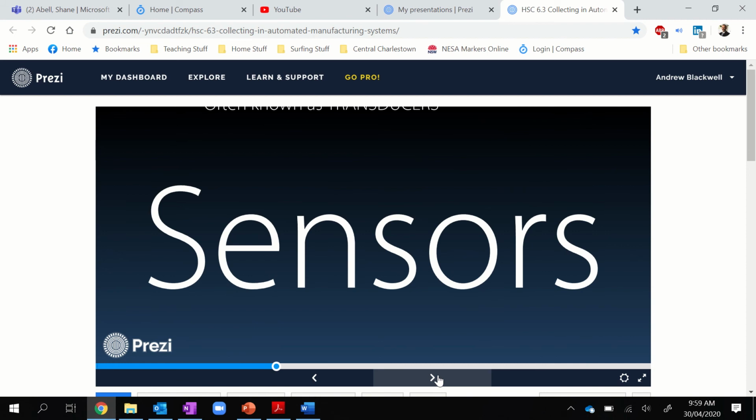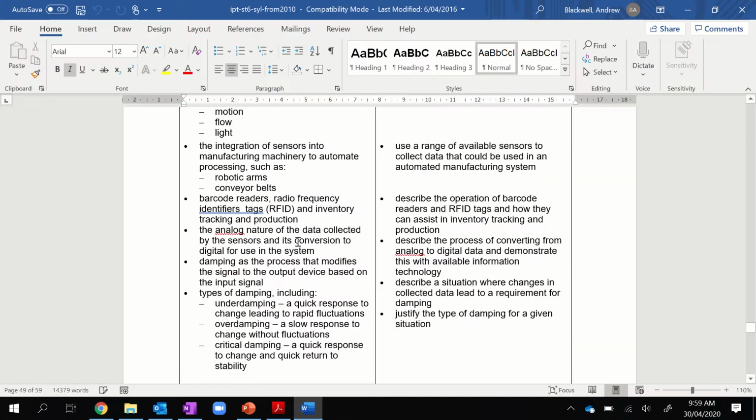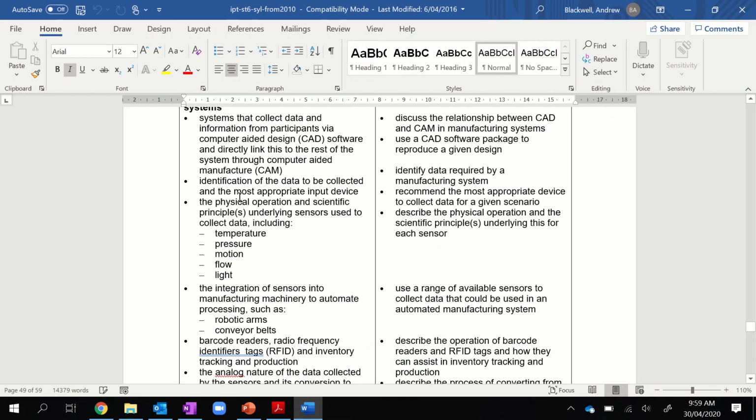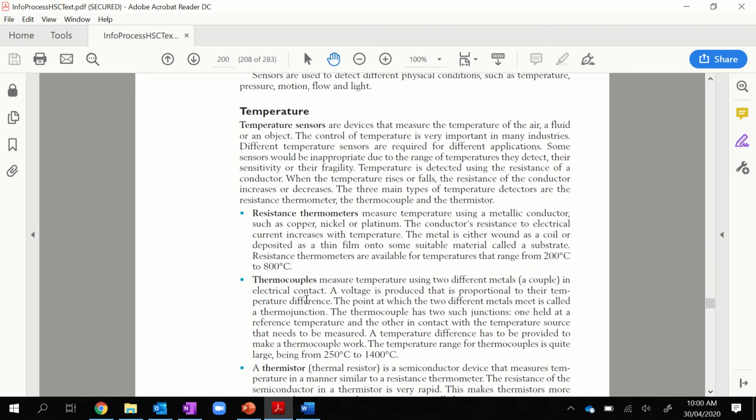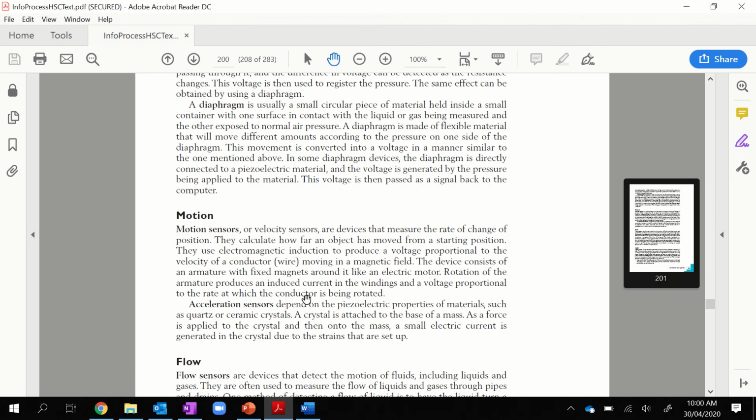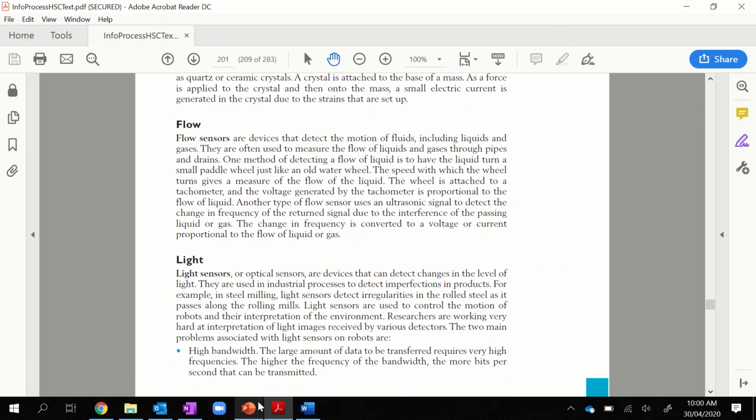Okay, so the next part of computer-aided manufacturing is also sensors. If you look at the syllabus, it says you have to know the physical operation and the scientific principles underlying sensors used to collect data, including temperature, pressure, motion, flow, and light. So you have to learn through visual representation and also note-taking all the different types of sensors.